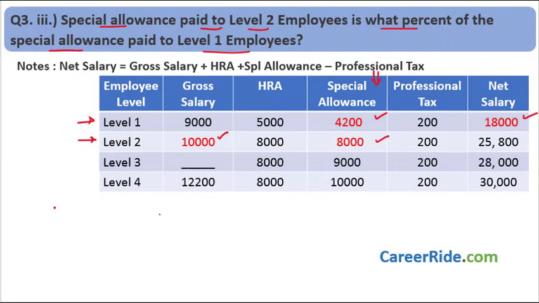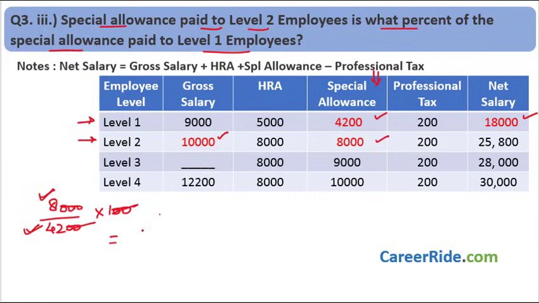It is asked to me that the special allowance for level 2 employees. So the level 2 employees is what? 8,000. Special allowance for level 2 employees is 8,000. I can see from the table, right? And then the special allowance for level 1 employees is 4,200, and it is asked to me this 8,000 is what percent of 4,200. This is what basically the question is, right? Can I solve this? Very, very easily, because I know how to solve percentages. So 8,000 is what percentage of 4,200? So 8,000 divided by 4,200 into 100, right? So what does this work out to?